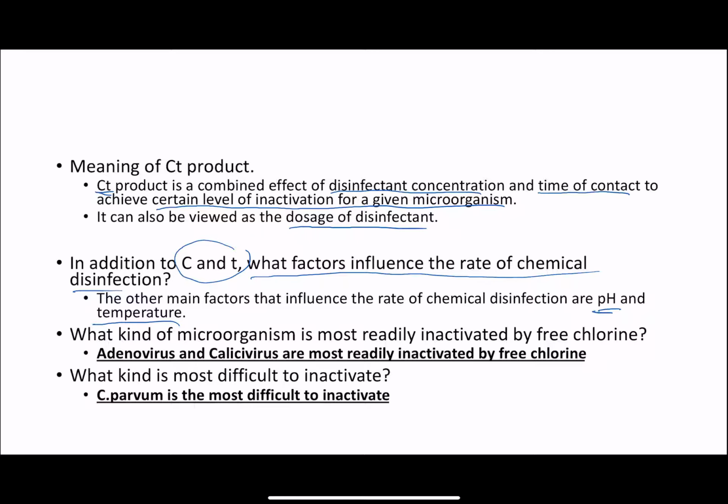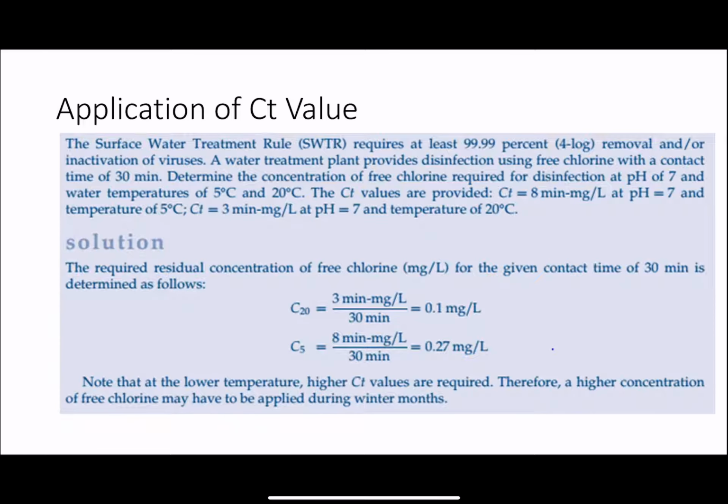Remember the pH example we had previously in the first few chapters. And also, what kind of microorganisms is most readily inactivated by free chlorine? Because we use chlorination a lot. Of course, adenovirus and calicivirus are most readily inactivated by free chlorine. And the next question, what kind is most difficult to inactivate? Of course, C. parvum, as you saw from the graph before, is the most difficult to inactivate. You have to add more of that disinfectant chemical.